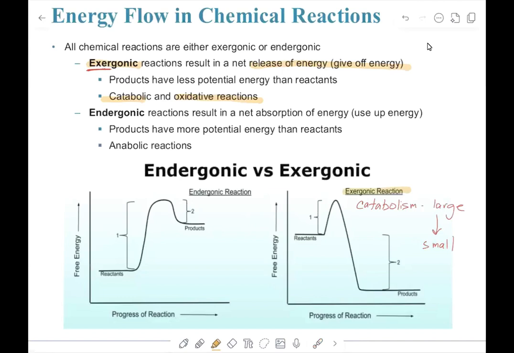The opposite of that is going to absorb energy or use up energy, and that's called an endergonic reaction. And that would include anabolic reactions, which is the opposite. Both of these are types of metabolism, but in anabolism, small molecules are put together to make large molecules. So we could have amino acids added together to make proteins. But in order for that to happen, that's going to require energy.